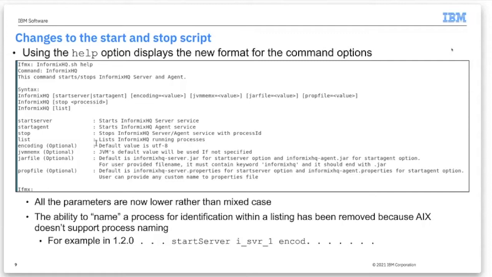Also, a very big change is that the ability to name a process. So for example, when you started the server or you started an agent, you could give that process a uniquely identifiable name so that you could look for it and kill it later on if you needed to. That ability to name a process has been withdrawn because AIX doesn't support process naming. Now we have a way of handling that, which you'll see in just a second, but just be aware that that parameter no longer exists in the command syntax.